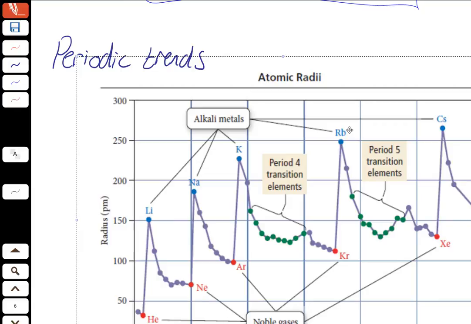And that's usually given in picometers. So you see that on the left there, radius in picometers. Okay, so this is a plot of atomic radius versus atomic number.